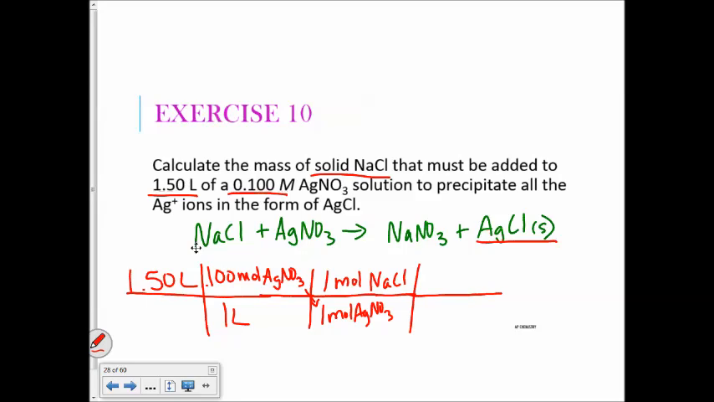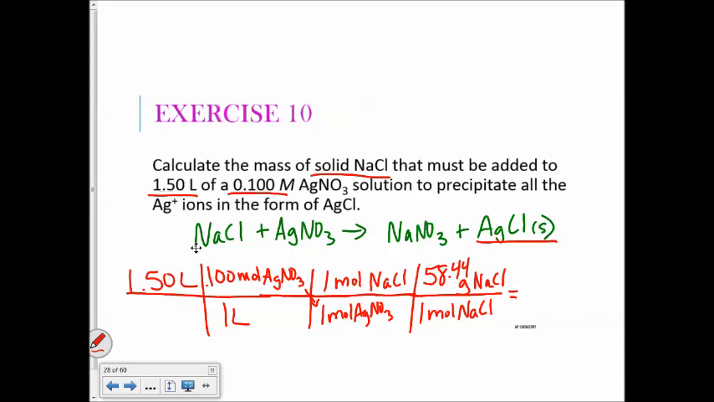Then 1 mole of NaCl is equal to how many grams of NaCl? What's the molar mass of NaCl? 58.44. Okay, so this one is not as long as the concept check one. You just have to start thinking: silver is 1 mole, the chlorides are 1 mole. I can work it stoichiometry-wise using my balanced equation. Everything in here is 1-to-1, and I can work my way to the mass.